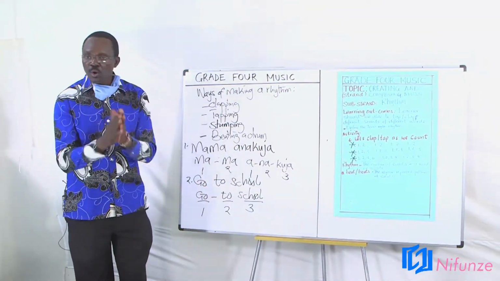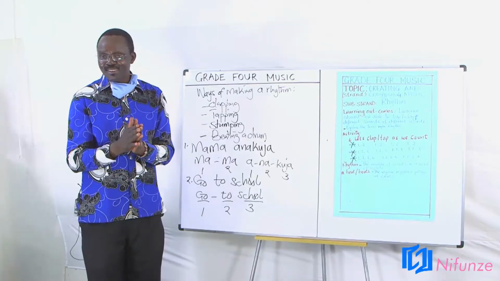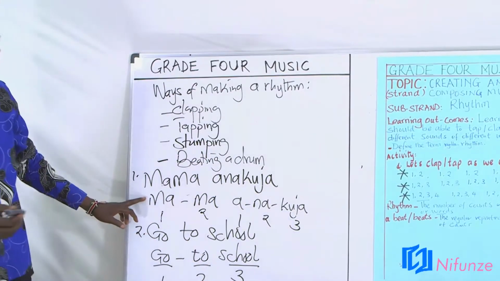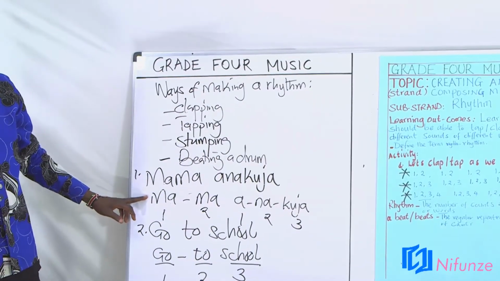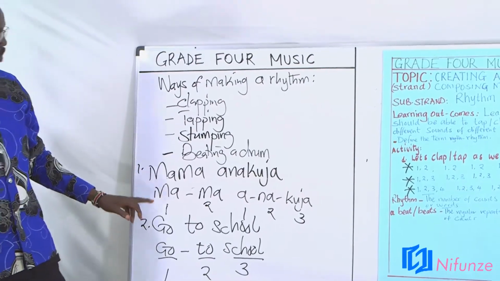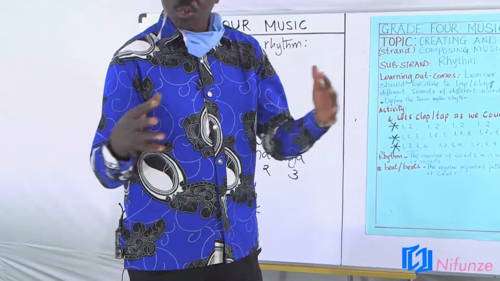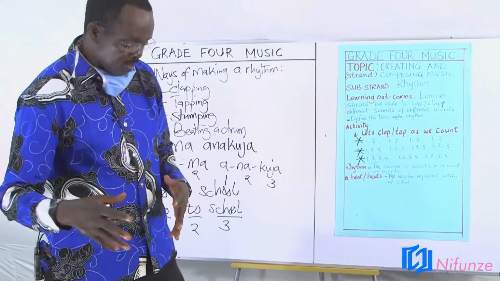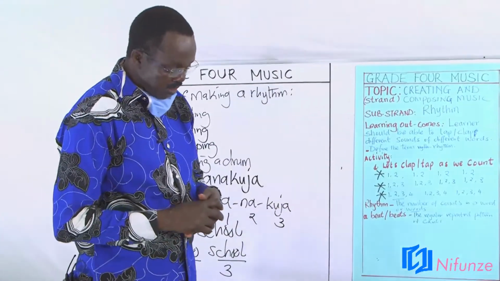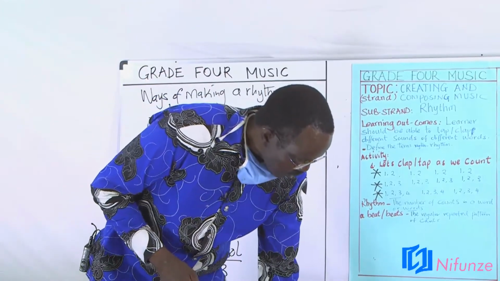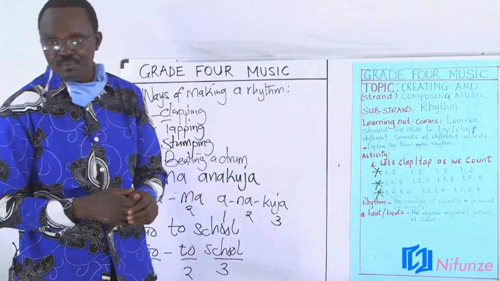Now we say go to school, accompanied with the words. Go to school. You can see these words. Some of them are short, some are long. So we have short words and long words. The short and long words make a rhythm.